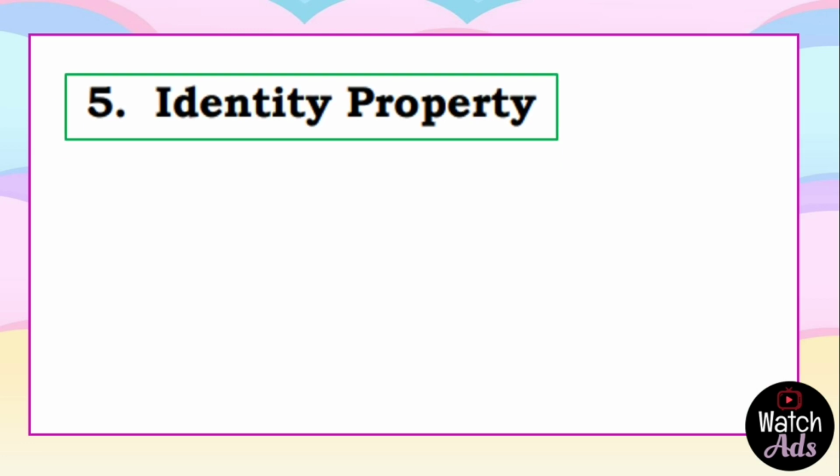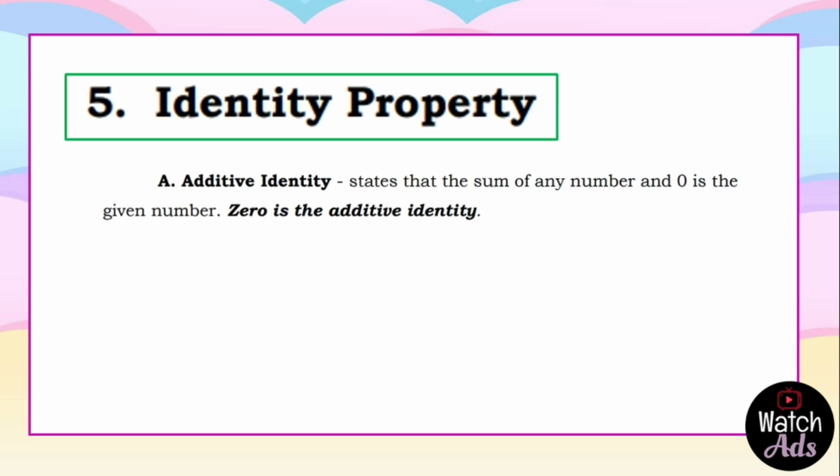For our fifth property, that is the identity property. The additive identity states that the sum of any number and 0 is the given number. 0 is the additive identity. A plus 0 is equal to A. Example, 4 plus 0 is equal to 4. Negative 10 plus 0 is negative 10. 99 plus 0 is 99.